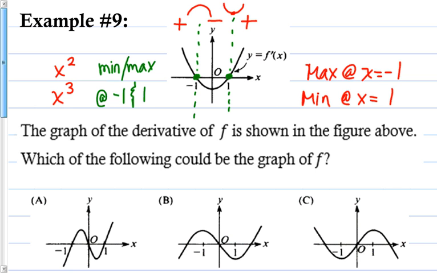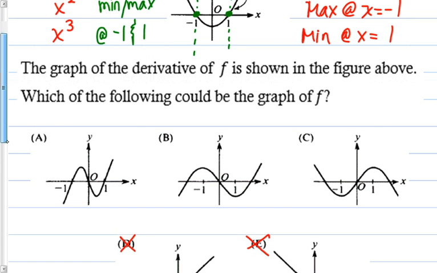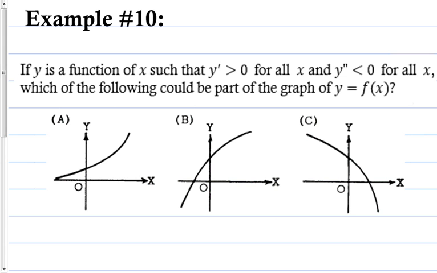Sorry, brain fart. So I need to look at my possible functions, and be like, where is there a max at -1 and a minimum at 1? So A, a max at -1. No. B, a max at -1. Minimum at 1. Ooh, we have a contender. C, a max at -1. Nope. This is a minimum. And a minimum at 1. Nope. This is a maximum. And there we go. There's my answer. B.